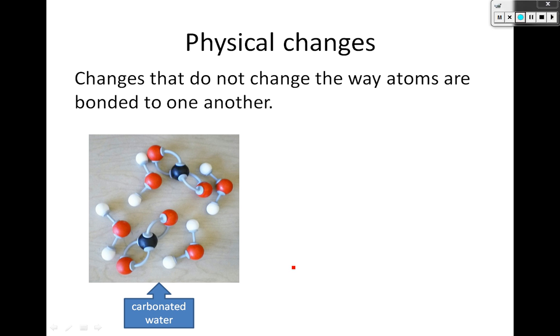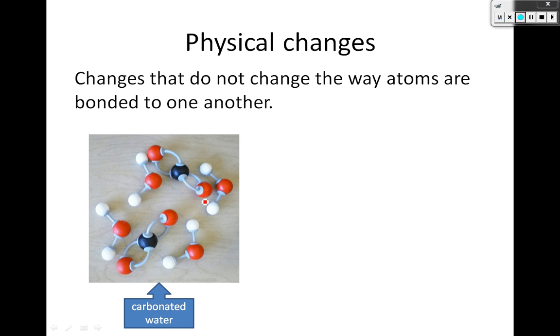So really the only definition of a physical change is a change that does not change the way atoms are bonded to one another. So for example, if I have carbonated water, and this here's carbonated water, here are my little water molecules, okay, and then here's my carbon dioxide.